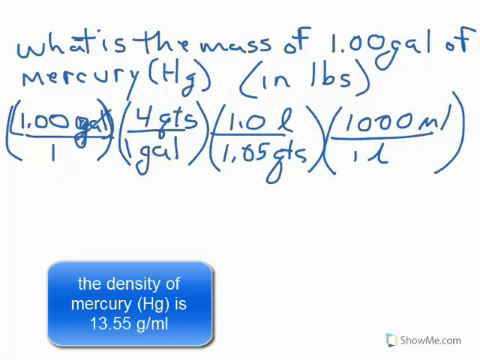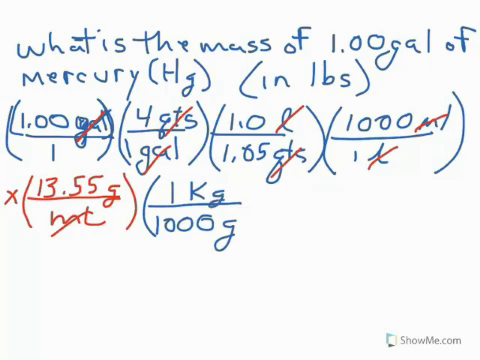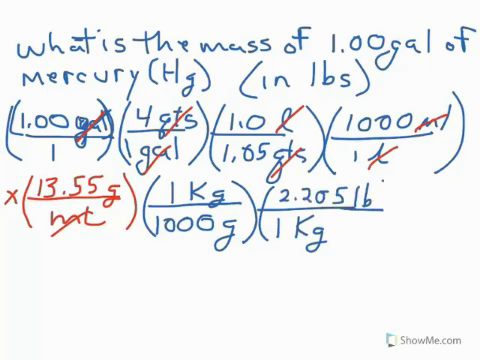Notice my units again. The gallons are canceling, the quarts are canceling, the liters are canceling. I'm left with milliliters. Now I'm going to multiply by the density such that the units cancel. So that will be 13.55 grams per milliliter. So now I have it in grams, and my milliliters cancel. And now the rest of it is conversion of grams to pounds. So I'll take grams. I know that is 1,000 grams per 1 kilogram. And then the conversion of English to metric that I give you is 1 kilogram equal to 2.205 pounds. We treat that as an exact conversion.